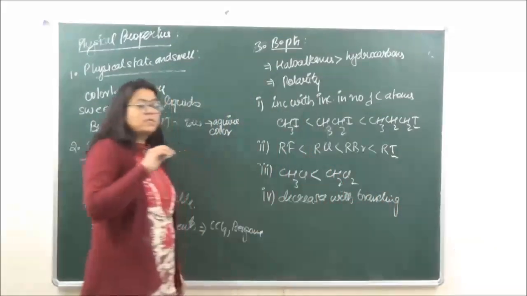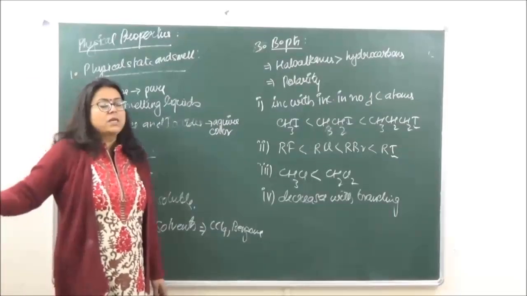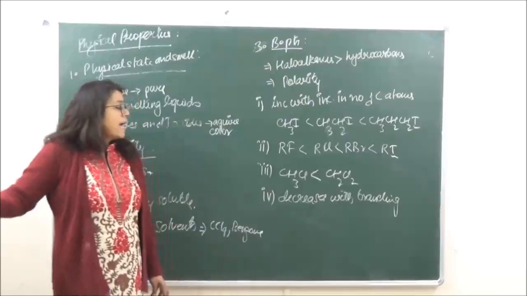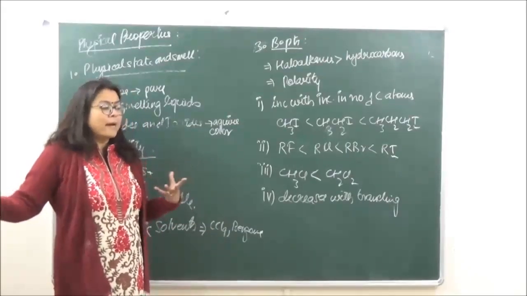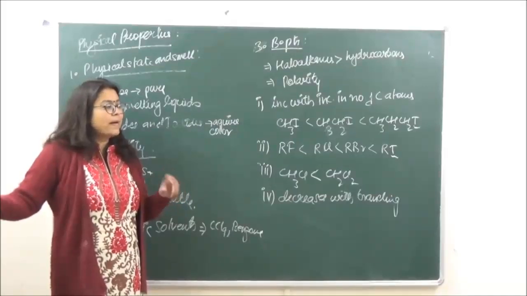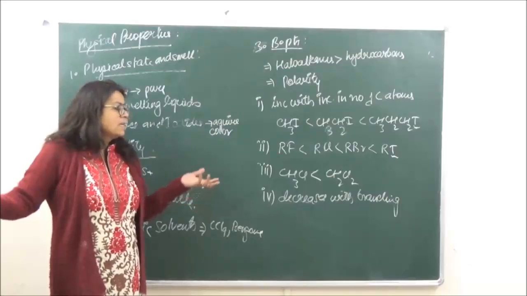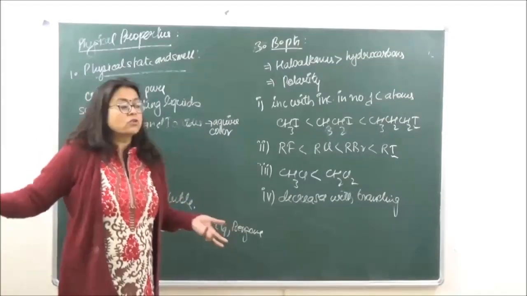Boiling point decreases with branching. Now why is this happening? Why is it decreasing with branching? The reason behind this is that as branching increases, the molecule becomes more compact. If it becomes more compact, the surface area decreases, and if the surface area decreases, the van der Waals forces of attraction also decrease and hence the boiling point is also going to decrease.